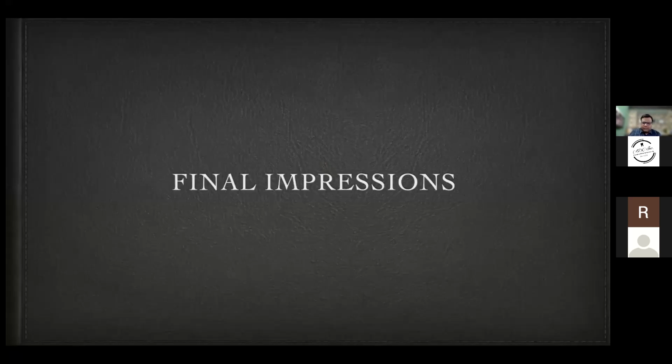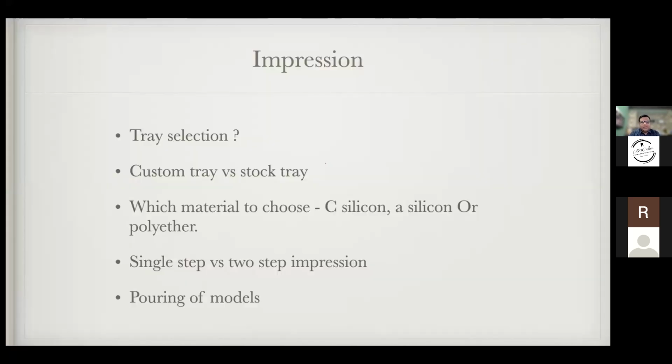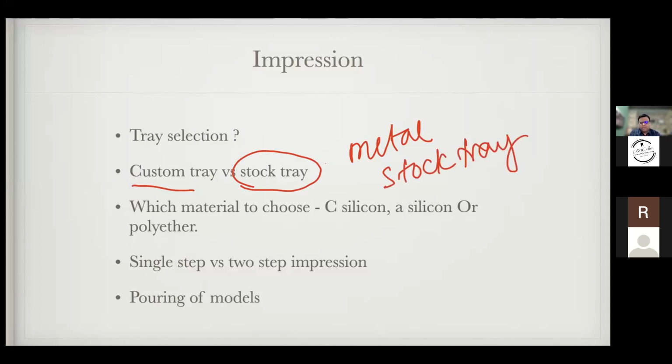Then your final impressions, always a custom tray is ideally needed. If you do not have a custom tray and you're picking a stock tray, pick a metal stock tray with rim lock. Rim lock metal stock tray is always preferred, and your final impression material should either be an A-silicon or a polyether, nothing else. A-silicon or polyether only.